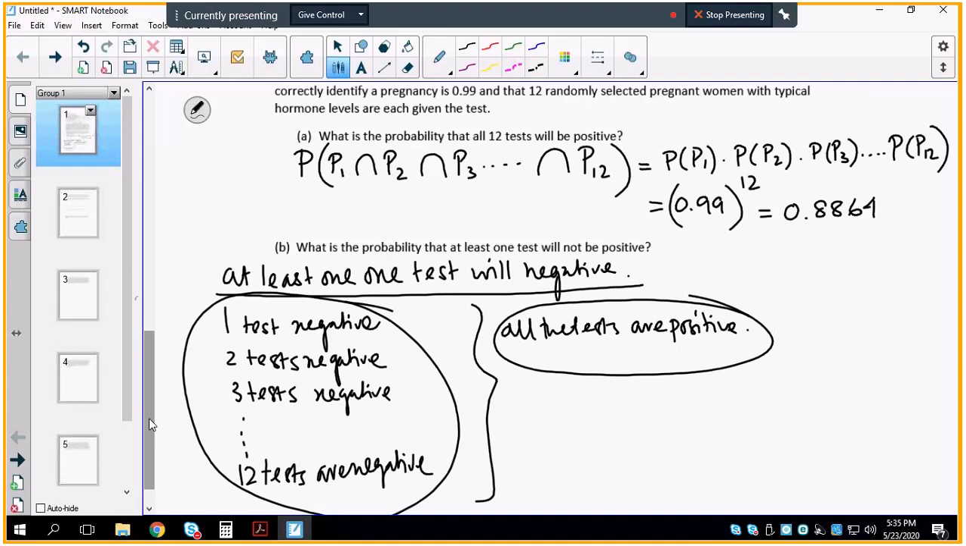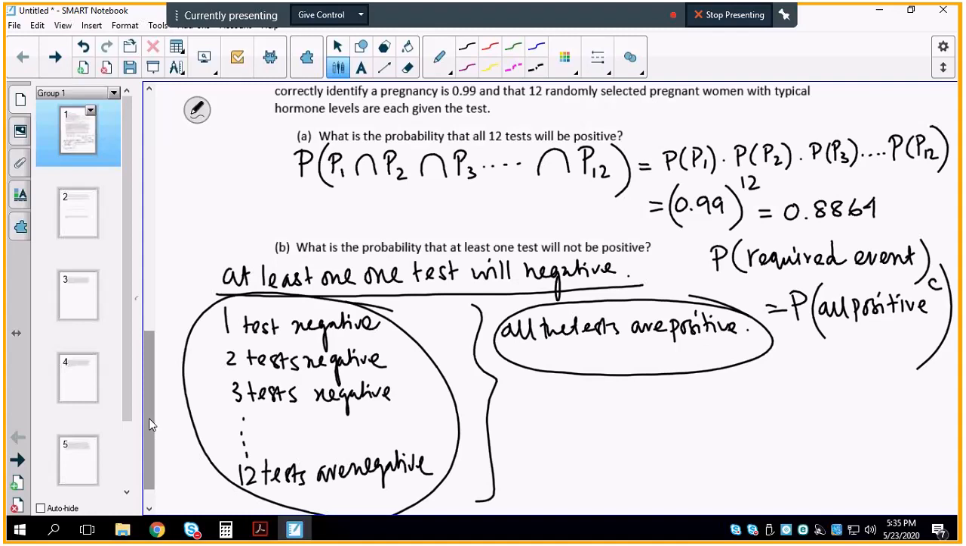You say that the probability of the required event, which is at least one test is negative, is equal to the probability of all positive complement, which is what? Which is by the formula 1 minus the probability of all positive. And I know this number, so I will say that this is 1 minus 0.8864, and that's going to be 0.1136. That answers your question.